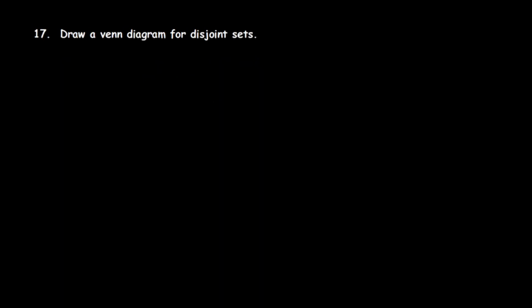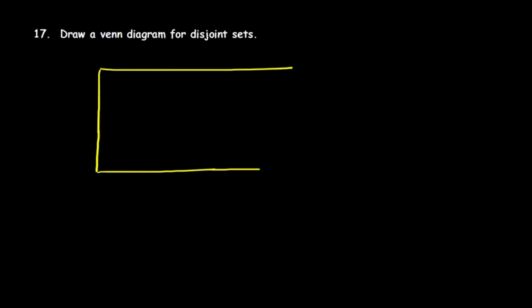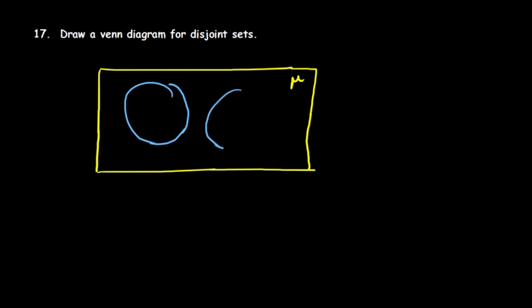And question number 17, draw the Venn diagram for the disjoint set. Before going to draw this one, first of all we should draw one rectangular box. What is this? Yes, this is the universal set. The universal set is denoted by the rectangular box. The symbol is mu. And the two sets I am going to take now are set A and set B. That's it. What is the meaning of disjoint set? Disjoint set means the two sets do not have a common element.